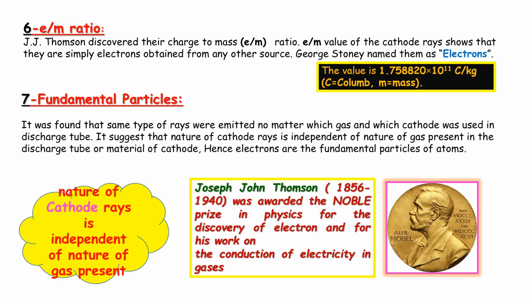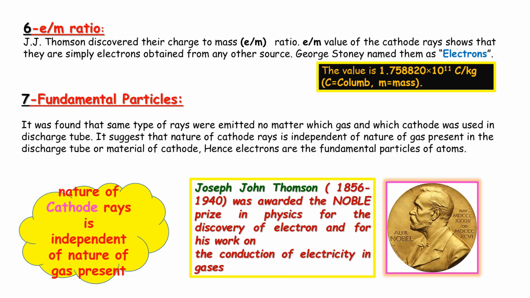In his experiment, Thomson changed the gas used and the material of the electrodes. And each time, he noticed that this ratio of charge to mass is constant and is not affected by the type of gas or electrode used in the discharge tube. This property suggests that they are fundamental particles.